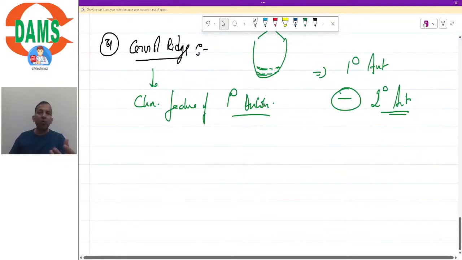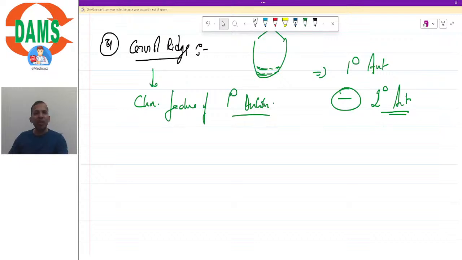And we also talked about the tooth where this cervical ridge is most prominent when we were discussing the primary and permanent teeth, and there I told you that it is most prominent on the first deciduous molars, and even in the first deciduous molars it is more prominent on the mandibular molar, on the mesiobuccal aspect, isn't it? So this is about the cervical ridge.